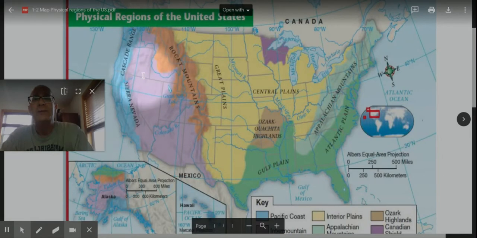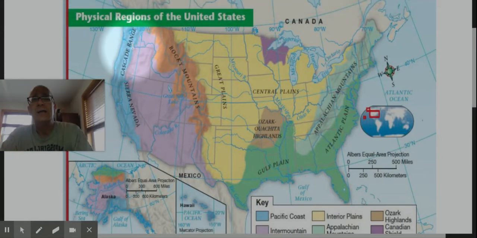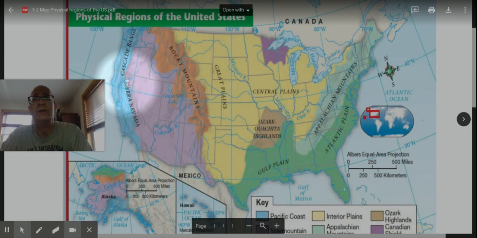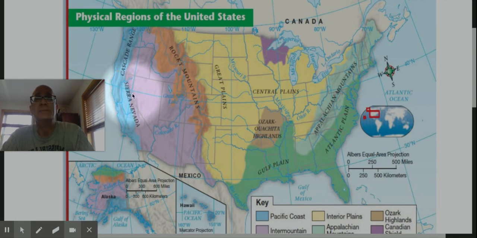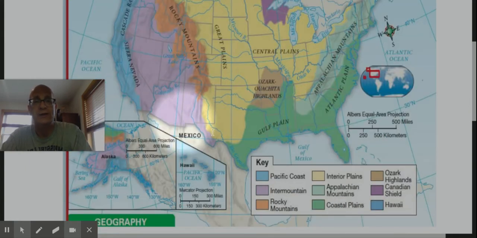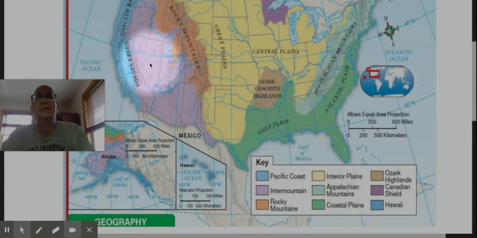long. The Pacific Coast region, okay, is our country's westernmost region with high mountain ranges stretching from Alaska down to Mexico. So this blue area here is the westernmost region of the country, and that is called the Pacific Coast region. To the east is the Intermountain region. This purple area here is called the Intermountain region. If you look at the key down here, the light purple is the Intermountain region of the United States. This region is made up of mountains, plateaus, canyons, and deserts.